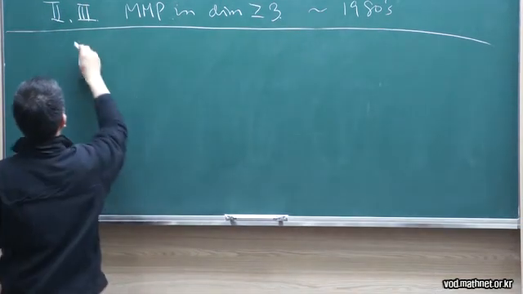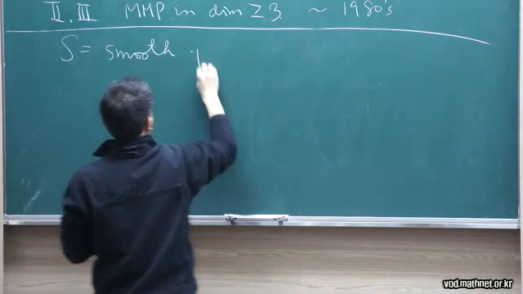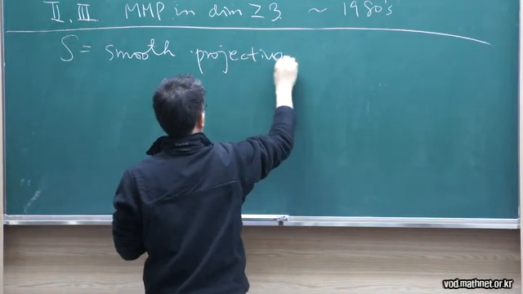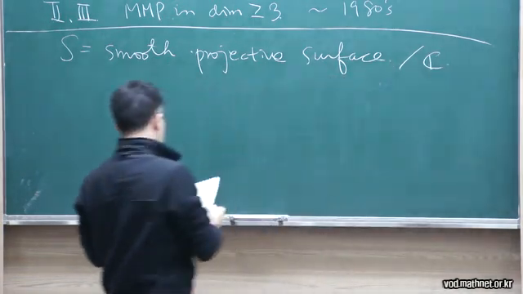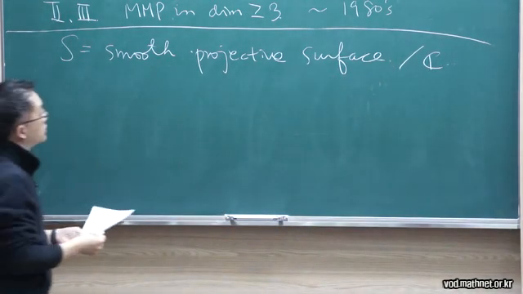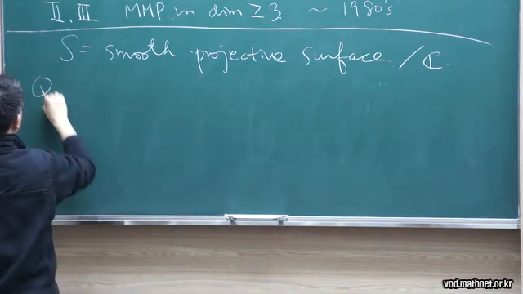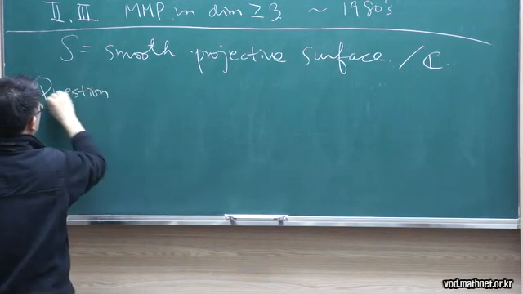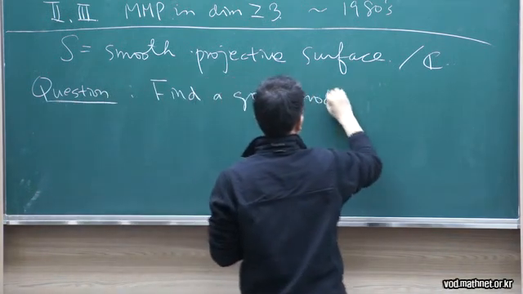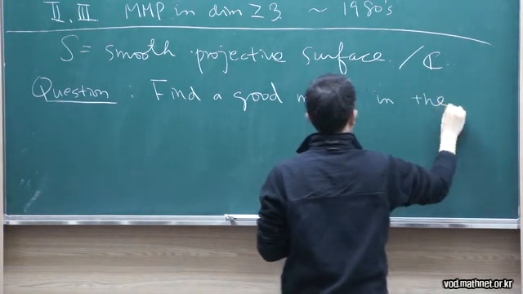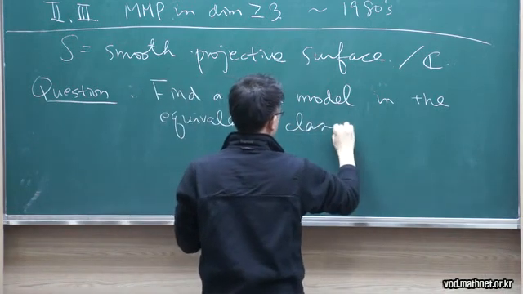So let's start with a surface S, which is a smooth projective surface over C. In birational geometry, there is a fundamental question: find a good model in the equivalence class of S.